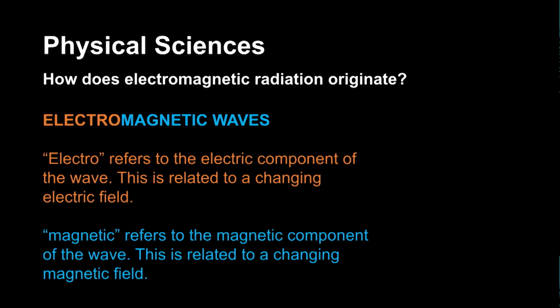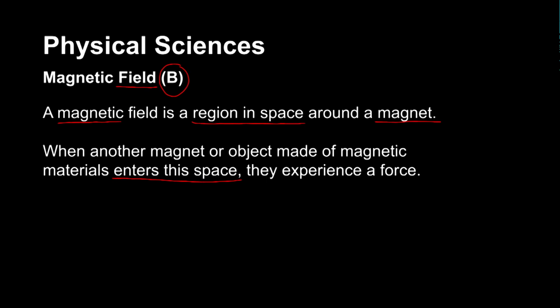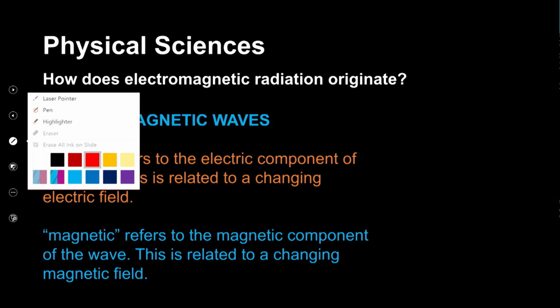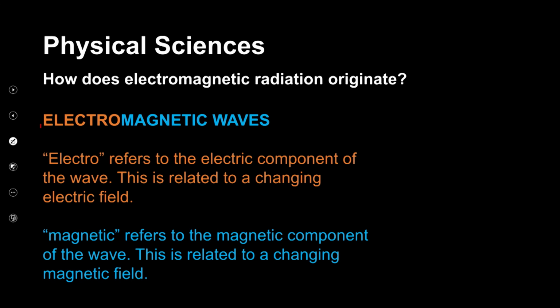I often encourage my learners when working with complex terms like electromagnetic to break the words up into components. Two obvious components here are electro and magnetic. Now, the electro part of the phrase refers specifically to the electric component of the wave.